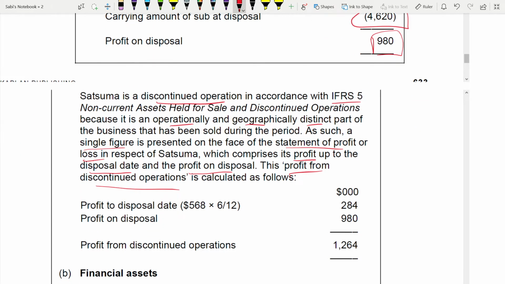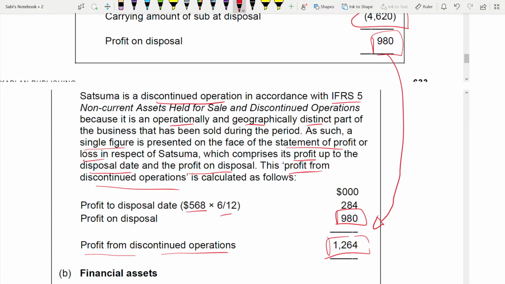Profit to disposal date. This was the profit you used to acquire evenly throughout the year, 568. Take 6 months of it. With that, add the profit on disposal, this 980. Whatever you have just calculated, take it here and add. So the total profit will be known as profit from discontinued operation. This is how you will write it.